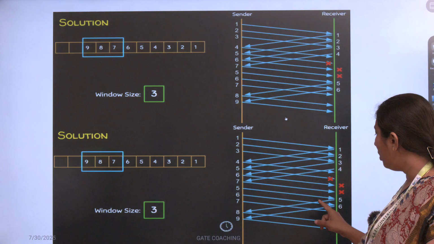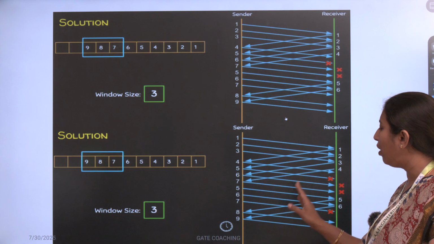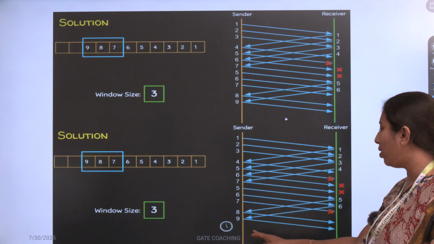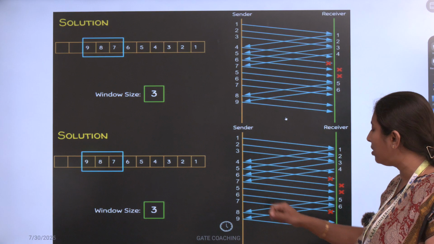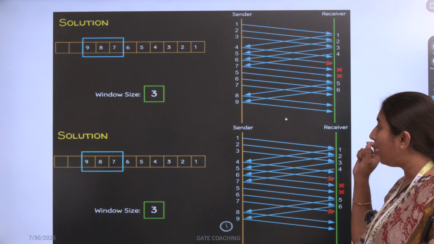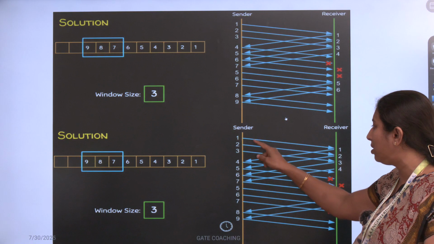The sender will be waiting for a few seconds based upon the timeout. Now what is happening again? See the number of packets which are given by the sender. Every fifth packet being lost is given in the question.